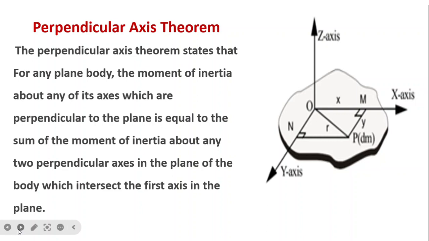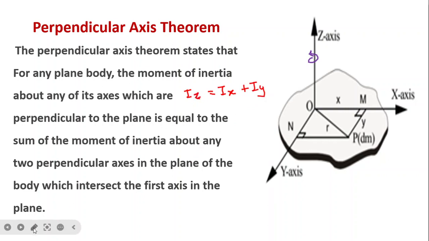The theorem states that in a plane body, if you want to find out the moment of inertia across any one axis, it can be given as the sum of moment of inertia across any two axes. Now, if you are interested in finding the moment of inertia across z-axis, it can be given as Iz is equal to the moment of inertia across x-axis plus the moment of inertia across y-axis. And this is about z-axis.